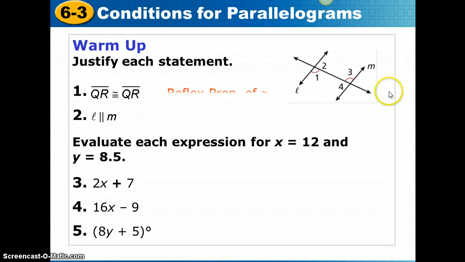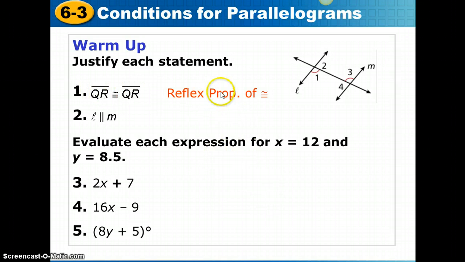All right, you should take a look at this warm-up. For some reason, this answer already popped up, so you really only have the remaining 4 left to do. But do these problems in your warm-up, and then we'll check our answers. Pause the video if you need more time. All right, if you're ready, we'll take a look at our answers.